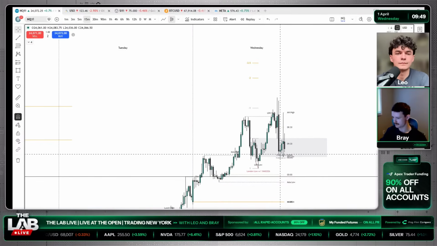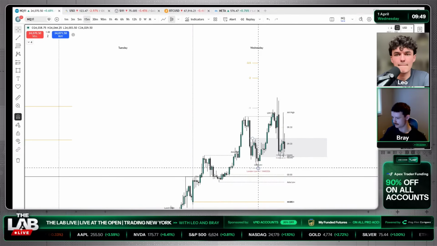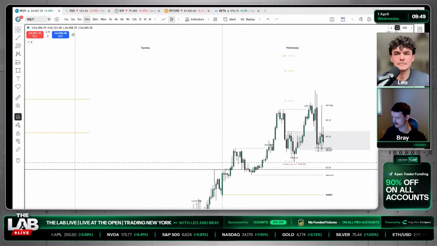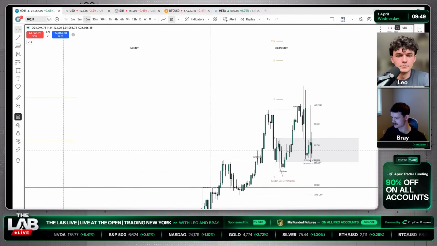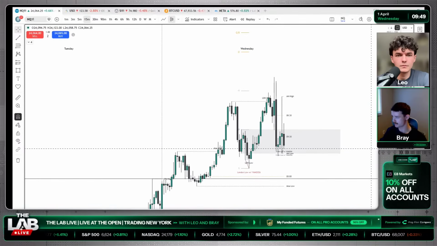If that had formed at 9 a.m. or 9:30 instead of now, it'd be a little different because we already had this expansion and we're riding against it. So it's just showing weakness more than anything.